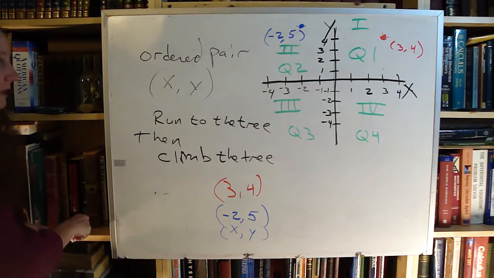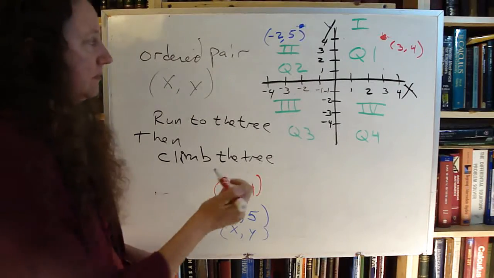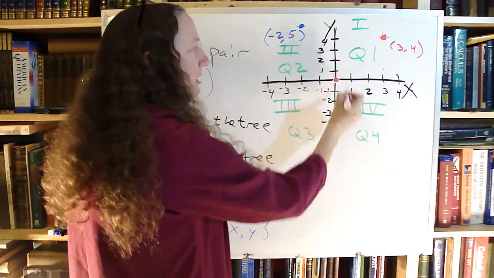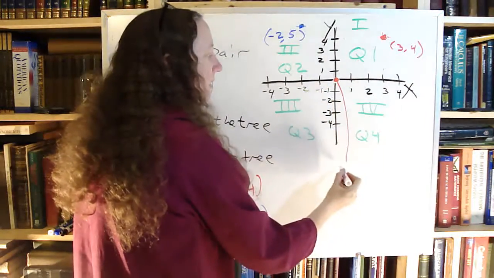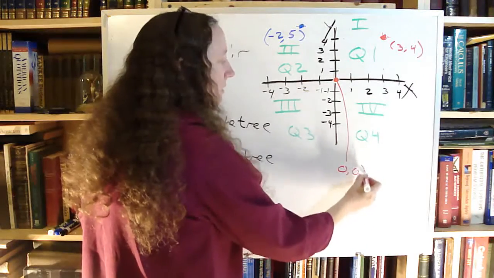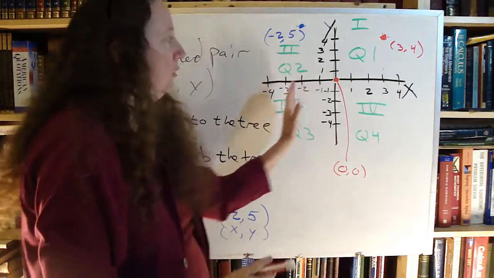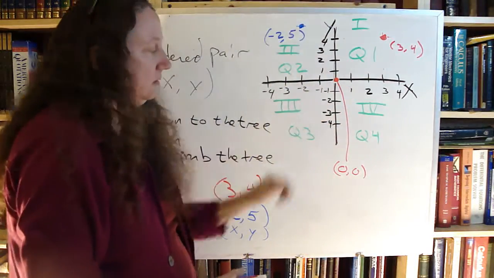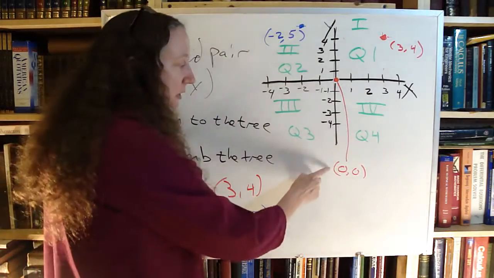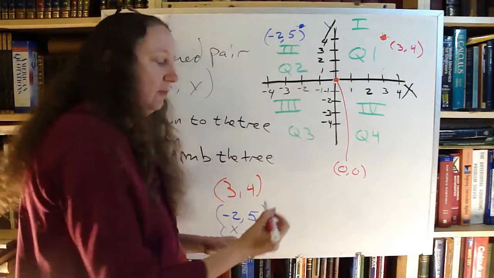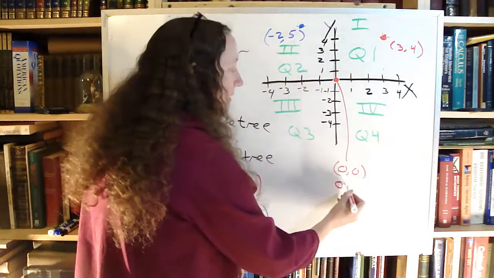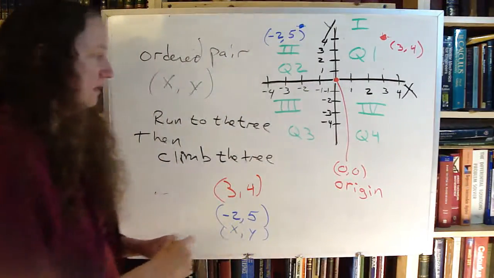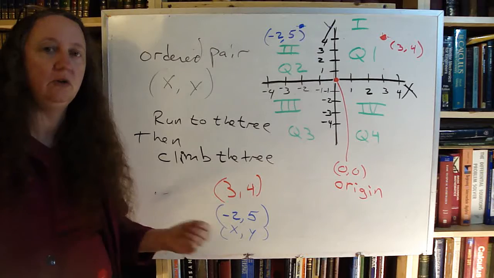And then one more thing that you need to learn about this. This point right here, where the two axes meet up, that point is 0, 0. So I go left and right, none at all. I go up and down, 0. So the point is labeled as 0, 0, and it has a special name for it. It's called the origin. And you need to know what that means also.